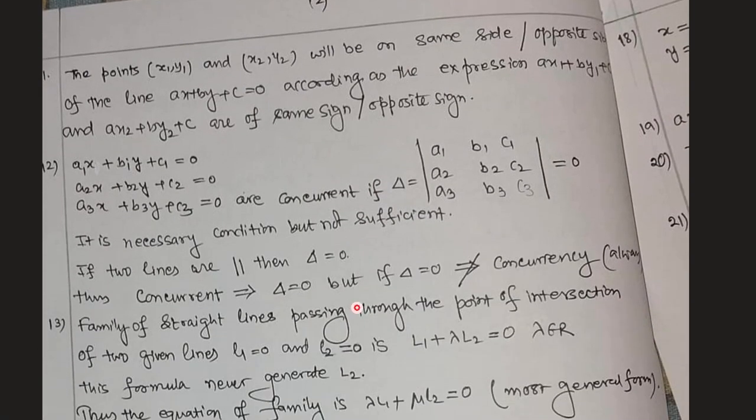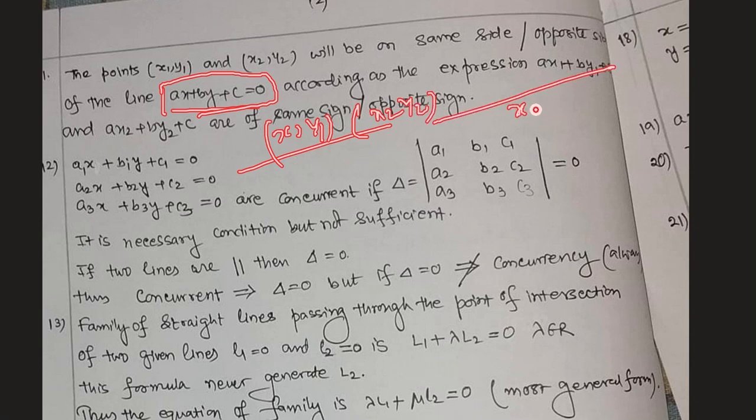Okay now, next point: whether two points are on the same side or opposite sides of a given line. This one is the given line, and you are taking the points (x1, y1) and (x2, y2) either on the same side, or it may happen that this is the line and (x1, y1) is here, (x2, y2) is here. So either they will be on the same side or on different sides.